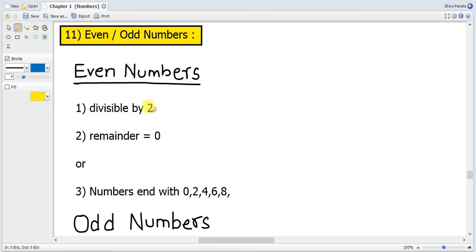Now what does it mean? It means that when the number is divided by 2, it divides completely and you will get a remainder of 0, right? So if you already know the basics of division, let's take an example. For example, 6. Now we have to see whether this is an even number or not. So simply divide it by 2.